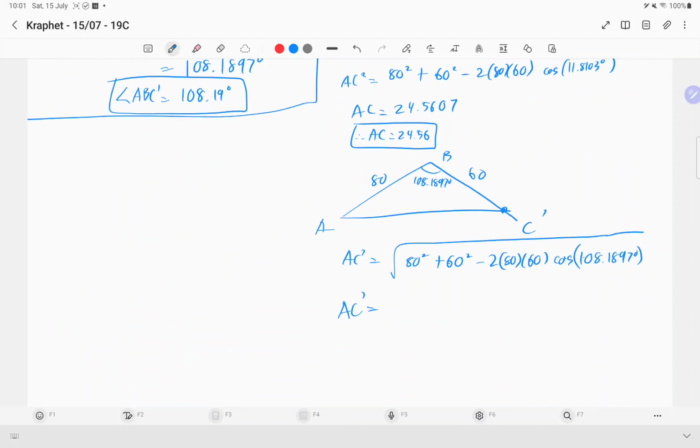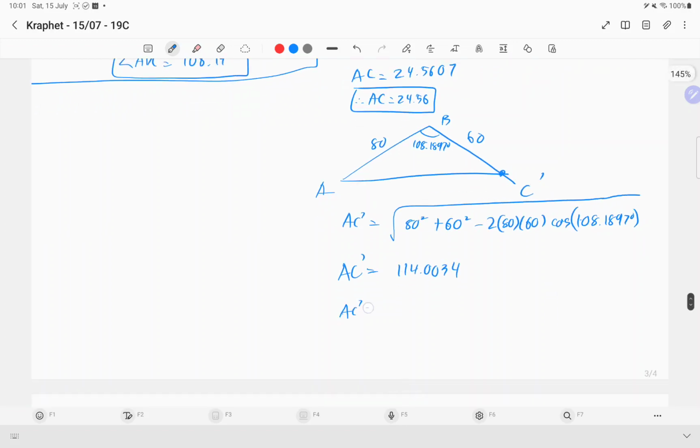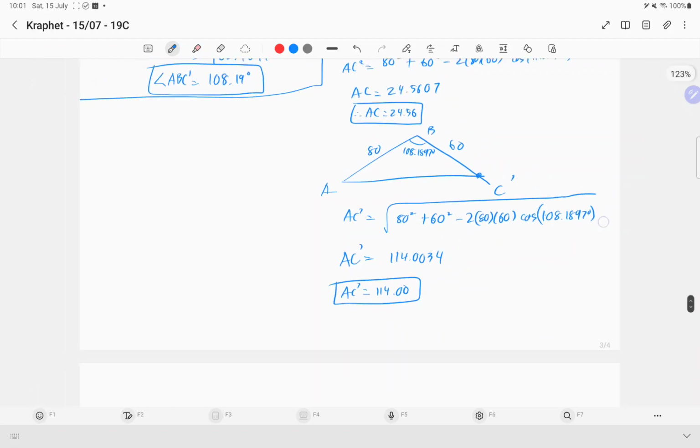Okay, and then let's punch that one in here. The trick is you can use a calculator and just change up the angle in the calculator. You don't need to retype everything. So 1897. That will be 114.0034. So AC dash would be 114.00. Box that one up, 2 decimal places.